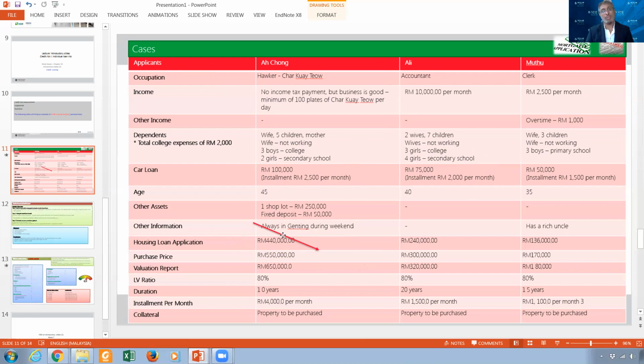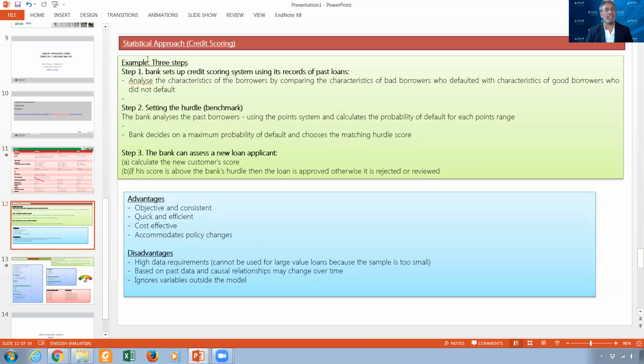We use what you call credit scoring, which is very, very scientific, a quantitative one. Let me introduce you to credit scoring. Look, it starts with 3 stages. The bank will set up a credit scoring system using records of past loans. So we will take all the loans that have been defaulted during the last 10 years, 20 years, for example, the credit card. I will take credit cards.